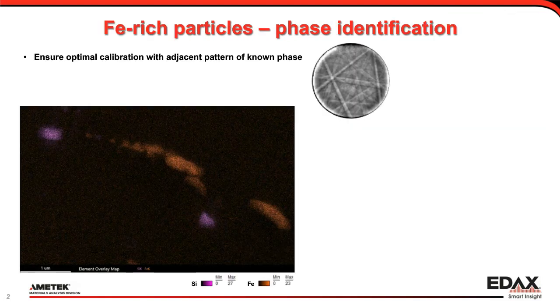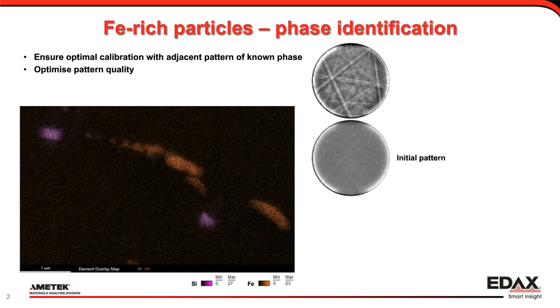When all the patterns are recorded during mapping, the user can easily browse through all these patterns by just moving the mouse over all the particles that are visible in the map in OIM Analysis. This way you can judge the quality of all the patterns that are available, such that you can select the best pattern to be used for the phase identification.